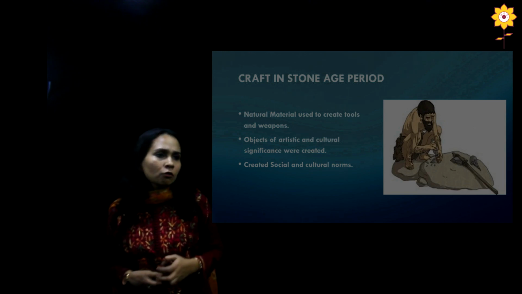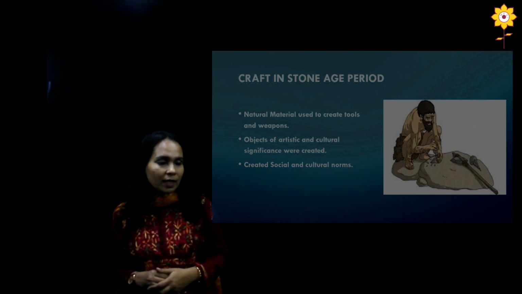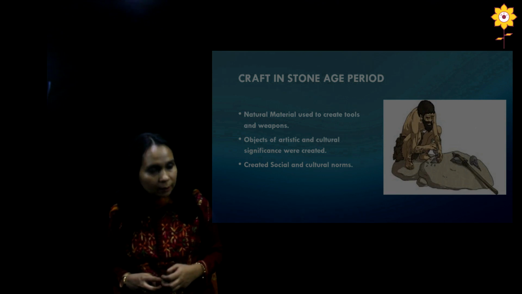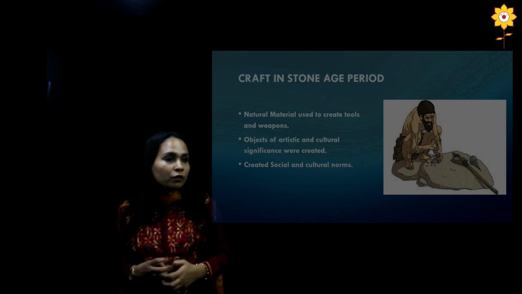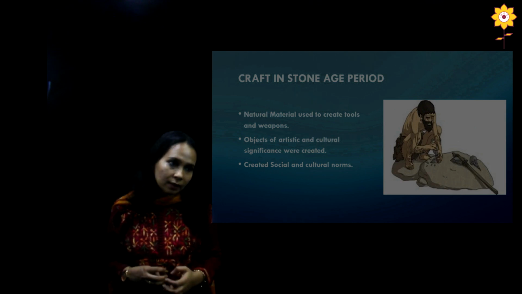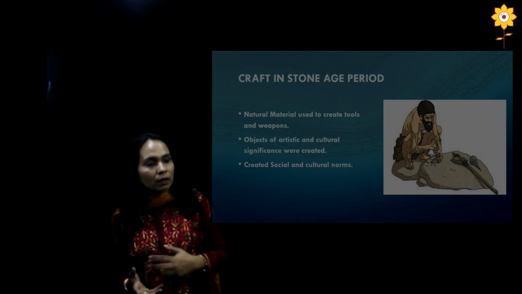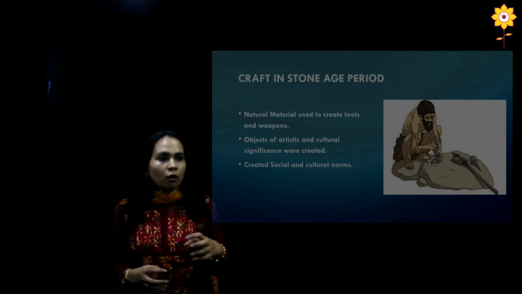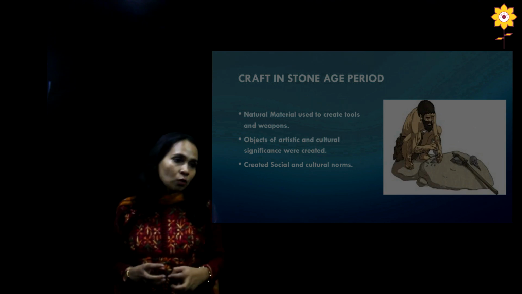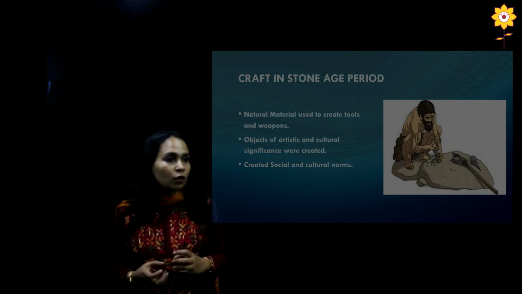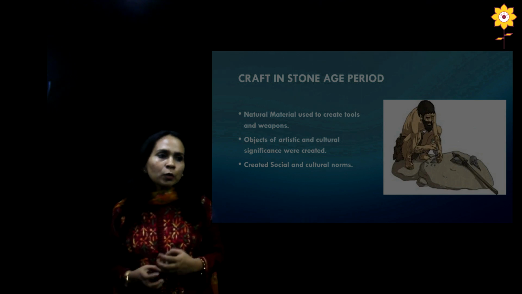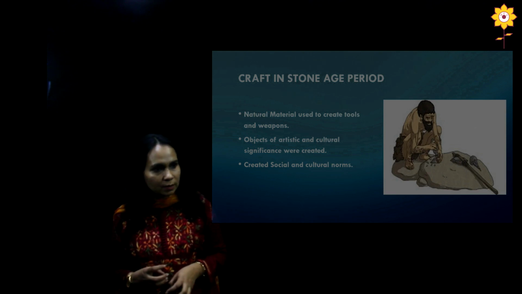Craft had a significant role to play during the Stone Age period and in the lives of the early human beings. Craft was used to create tools and weapons out of the natural material available to the people then. The materials available then were wood, bones, tree barks, or stones. And people used them efficiently to make material for hunting, for gathering, and also for protecting themselves from the predators.